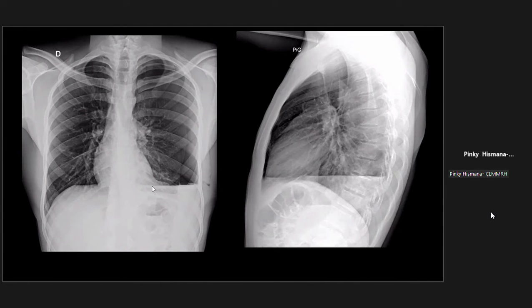So this one actually, if you notice, there's a leveled heterogeneous opacity at this point, which is quite abnormal. If you notice, you cannot delineate your left hemidiaphragm at this point. So this one actually, usually, and most likely corresponds to fluid. So this is a case wherein you have pleural effusion at the left lower lung.